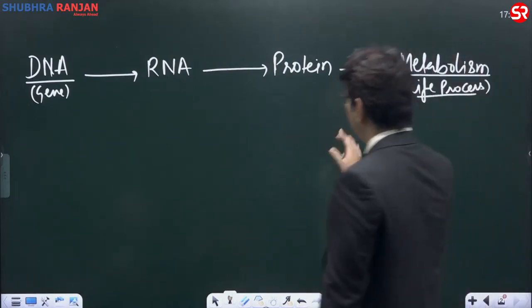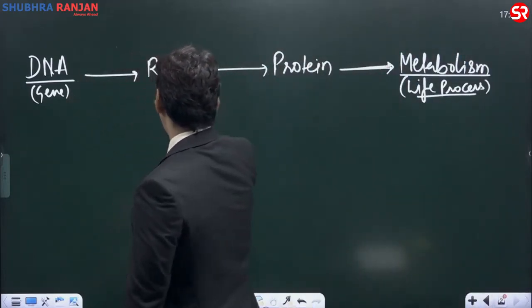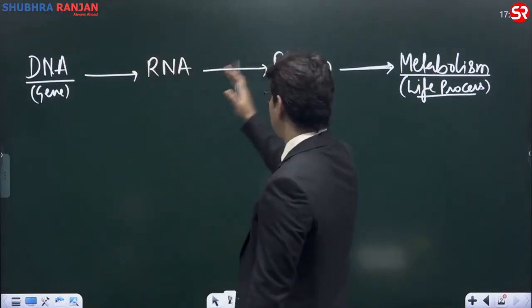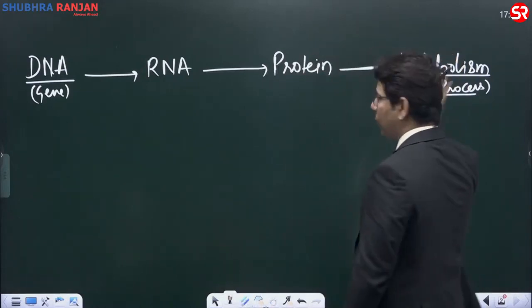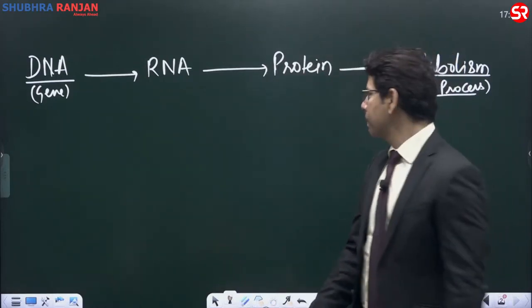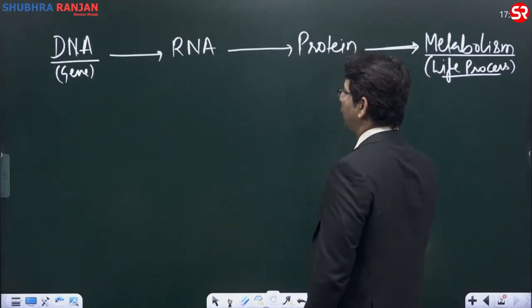So this is one thing that we should know. In the last class also, we had it like DNA to RNA, RNA to protein, transcription, translation, and then what protein can do, it can determine the metabolism, right? Now, today we are going to discuss something around that only.